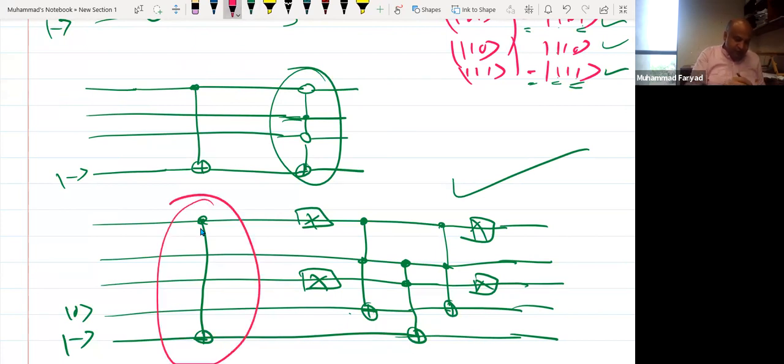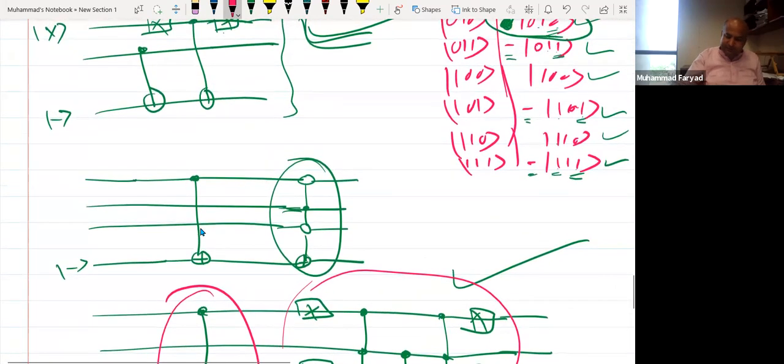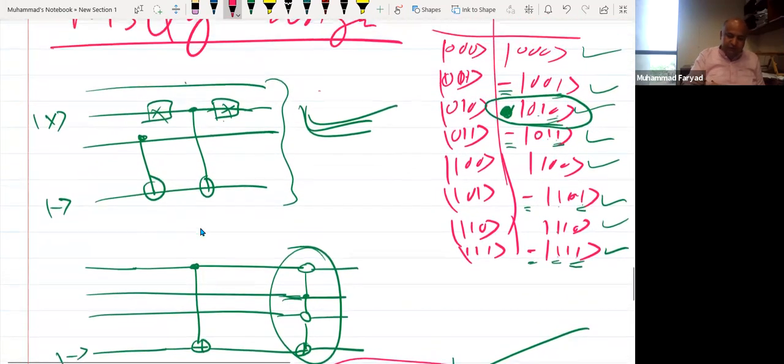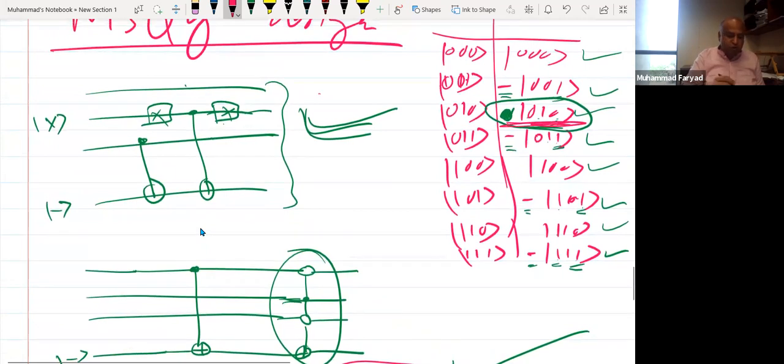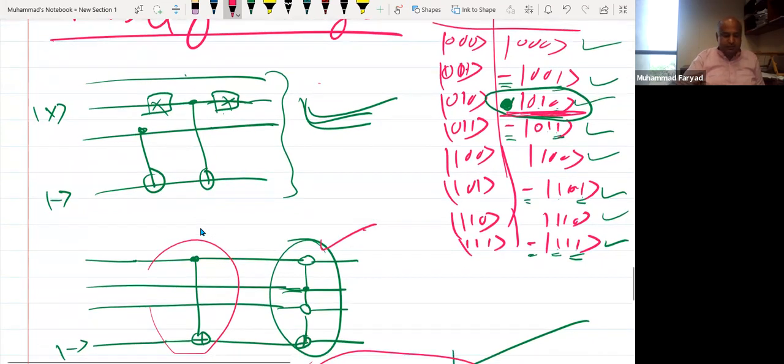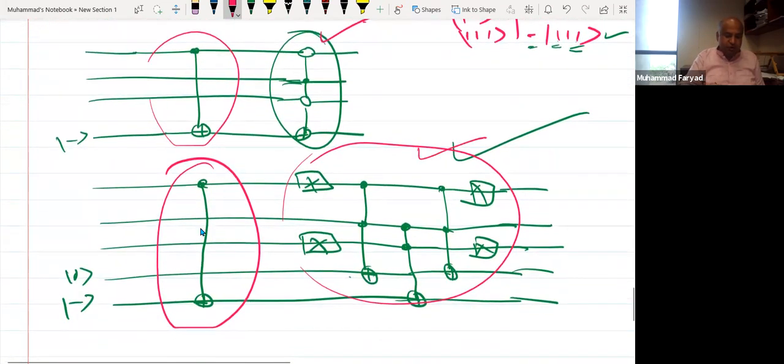You see, this is a circuit that will do the job, because this part will add phase to every term with a one on the last bit, and this part will add a minus sign when the input is this, because when the input is this, no phase is going to be added by the first part. So this gate will add a phase for this input. And this circuit is much more efficient in terms of number of gates than the one that we talked about earlier.